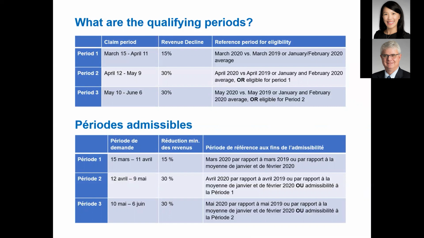So to be eligible for the March 15th to April 11th claim period, period 1, the employer must show a 15% decline in revenue for March 2020 by comparing its revenue to March 2019. Assuming that they qualify in period 1, for period 2, April 12th to May 9th, the deeming provision would automatically qualify this employer for period 2. For period 3, May 10th to June 6th, the employer would have to redo the test and ensure that they would qualify by comparing May 2020 to May 2019 and showing that they had a decline of 30% in their revenues.